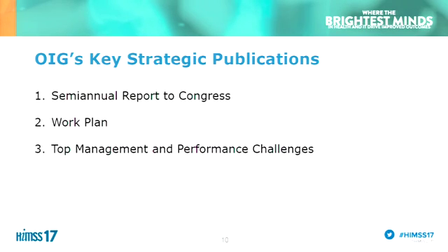Throughout the year, OIG issues a variety of strategic documents alerting the department, Congress, and the public to our strategic priorities, our planned work, and where we see the biggest challenges to the effective and efficient operation of health and human service programs. We use these documents to lay out our vision and where we're going to focus our resources.